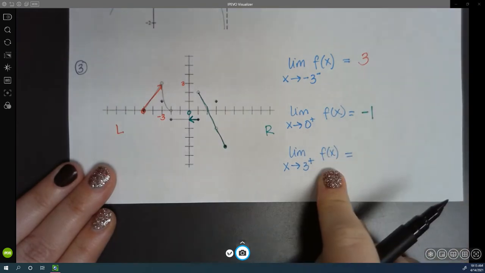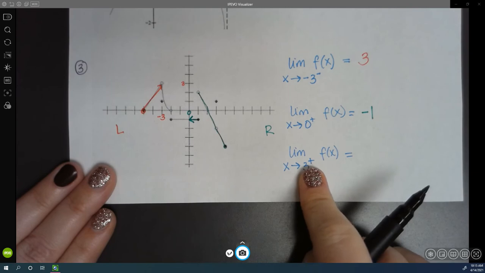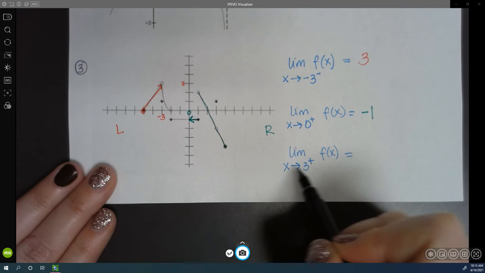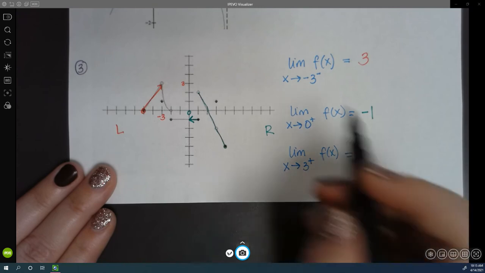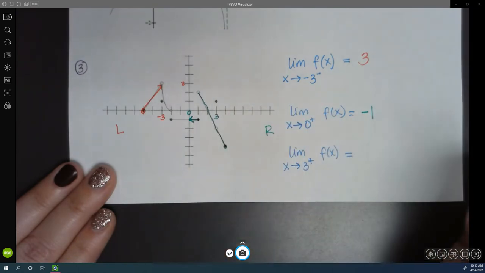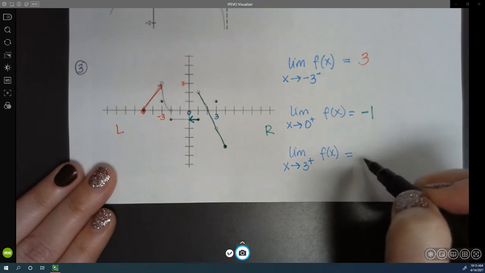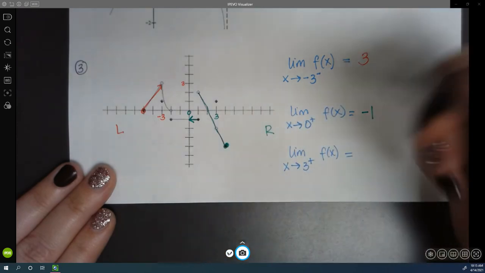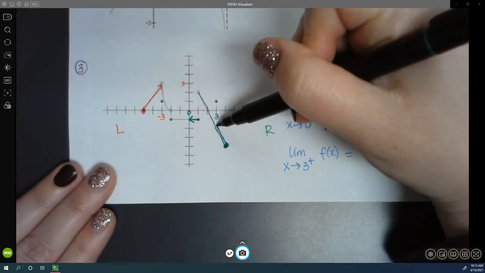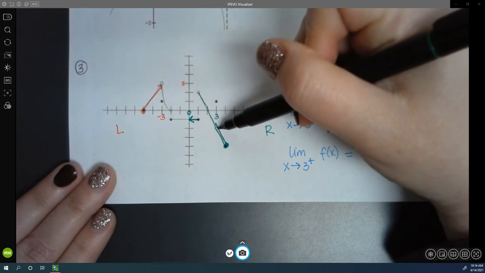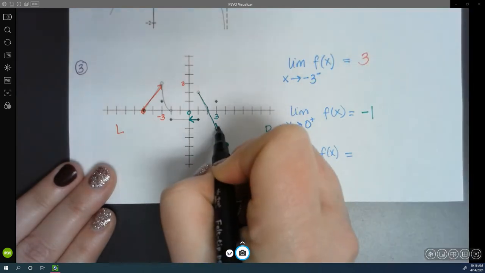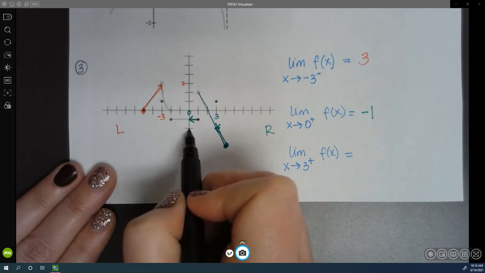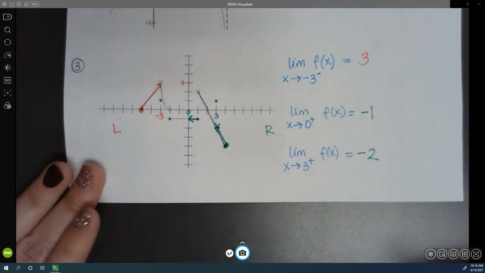And the last one we're doing is coming from the right side again, positive in the exponent, and I'm going to stop where 3 is on the x-axis. 1, 2, 3. And we're going to see where we get super close to. So coming from the right side, jumping onto this function again, and following the function until I get to 3 on the x-axis. Looks right about here. So I'm going to put that arrow, and it looks like I'm getting closer to -2 on the y-axis.